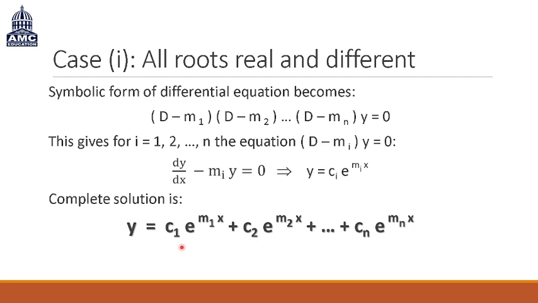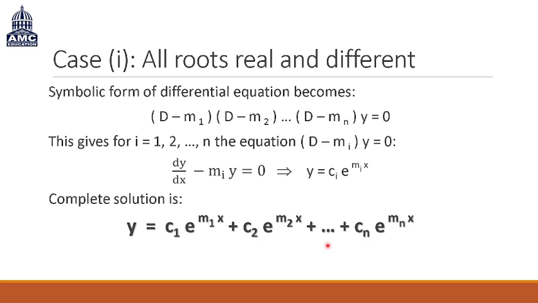As we'll see later, this is a complementary solution actually, but in the case of a homogeneous equation, this is the complete solution. The complete solution is c1 times e to the power m1x plus c2 times e to the power m2x and so on, up to cn times e to the power mnx. Please note here that m1, m2, up to mn are all different from each other and they're real numbers.